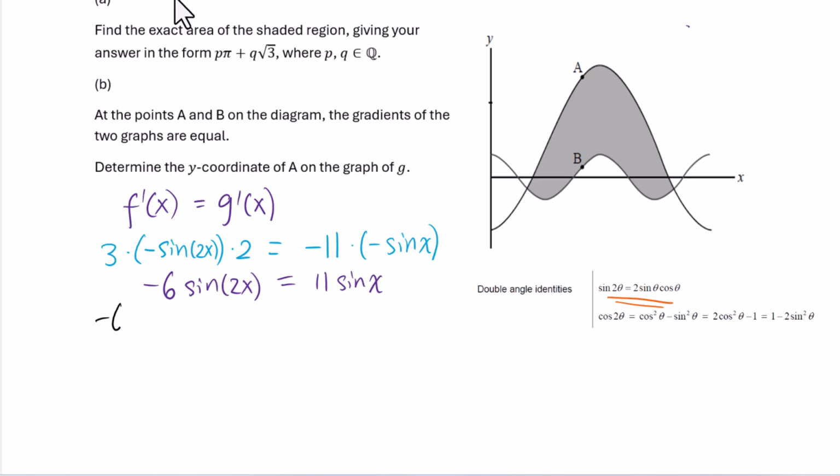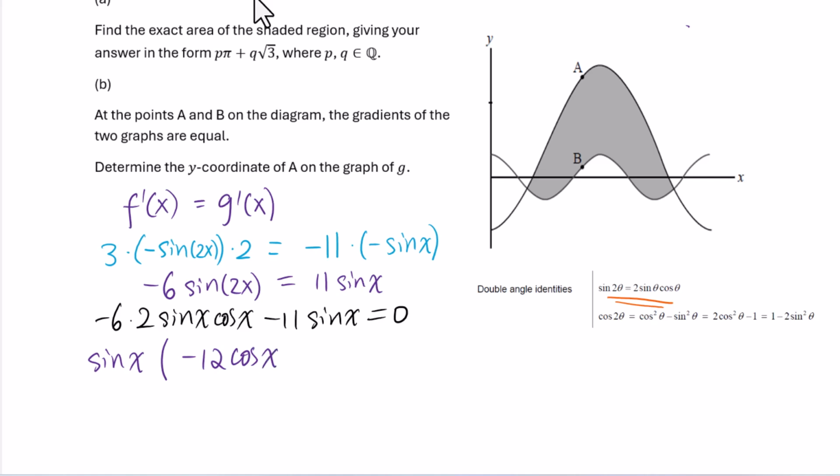We got negative 6 times 2 sine x cosine x. Change this into equal to 0 form, equals 0. Then we take sine x out: sine x times negative 12 cosine x minus 11 equals 0. So sine x equals 0, or cosine x equals negative 11 over 12.